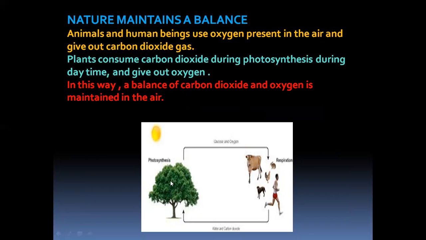You can see, children, the picture you see here, the tree, the photosynthesis process is going on and it will give out, what does it give out? It gives oxygen. That oxygen will be absorbed by the animals and human beings in the respiration process. They give out carbon dioxide. This carbon dioxide will be absorbed by the tree for photosynthesis. So this is a cycle. It's going on.